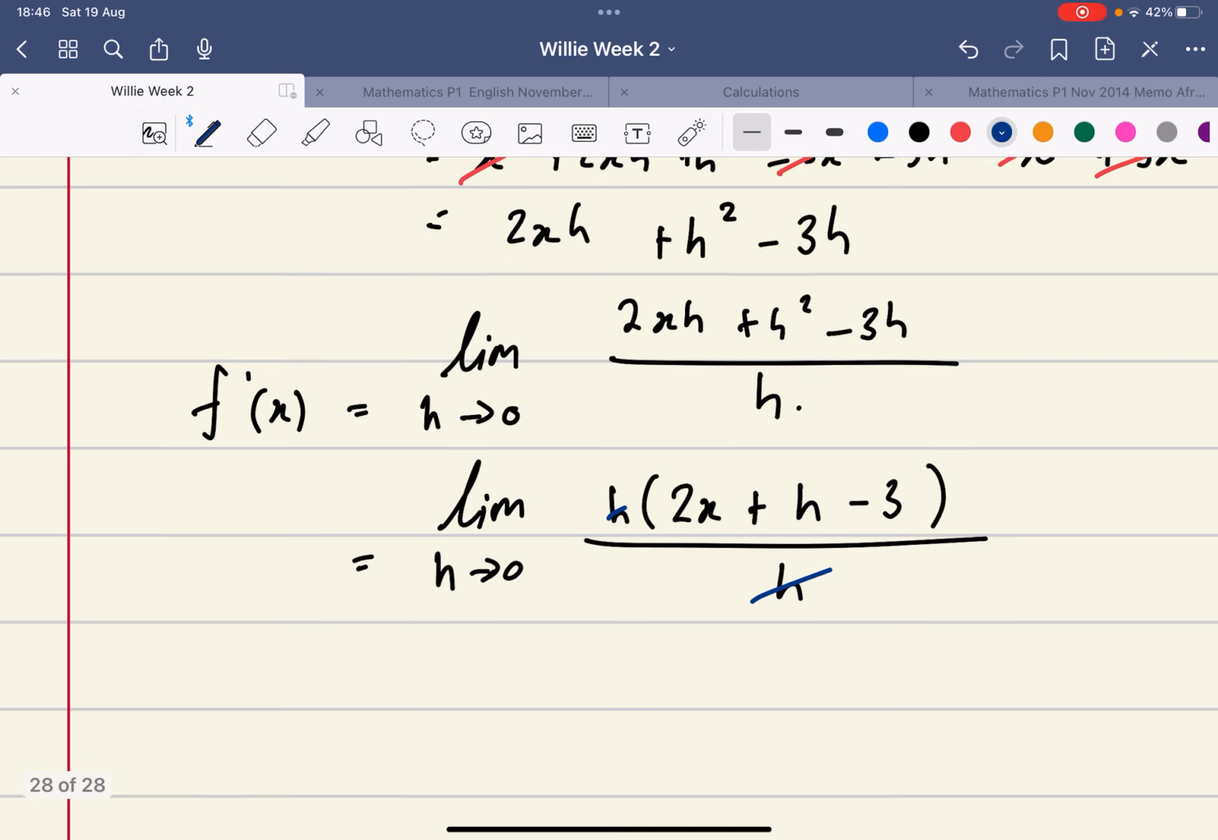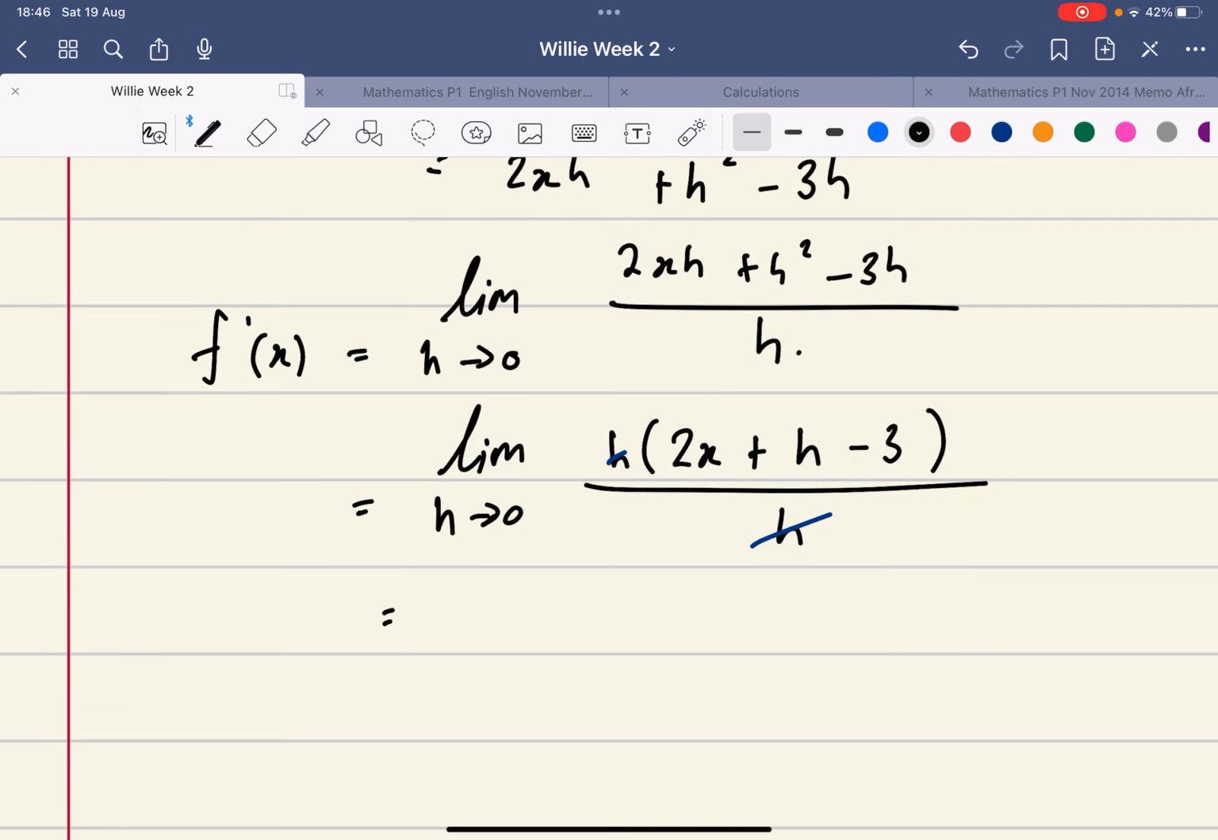Okay, so then we get that f prime of x is equal to the limit as h approaches 0 of 2x plus h minus 3. And then if we evaluate this limit as h approaches infinitesimally close to 0, h can more or less be substituted by 0. So we just plug in 0 for h, and then we get that it is 2x minus 3.